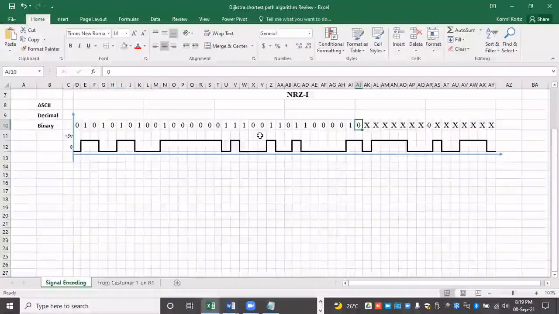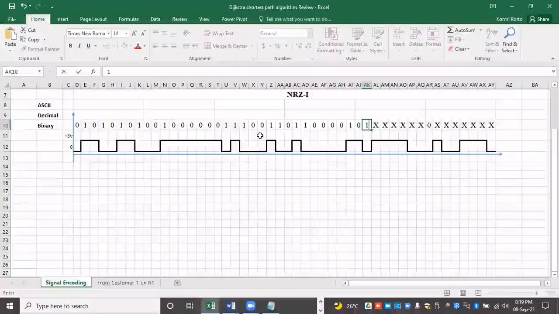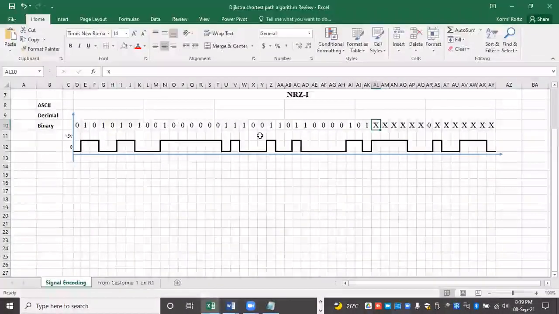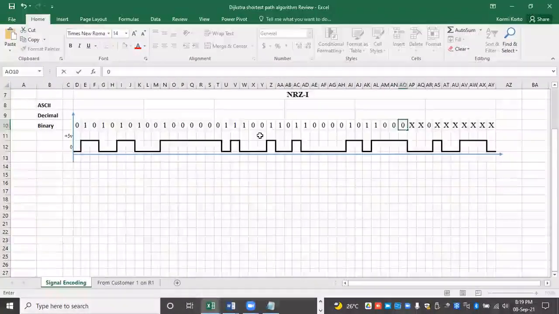Yes. Well, now what about this one? It has to be a 1. It can't be a 0 because there was a transition. What about this one? A 1. There was a transition as well. What about these three here? There has to be zeros. There you go. Now there's a transition.